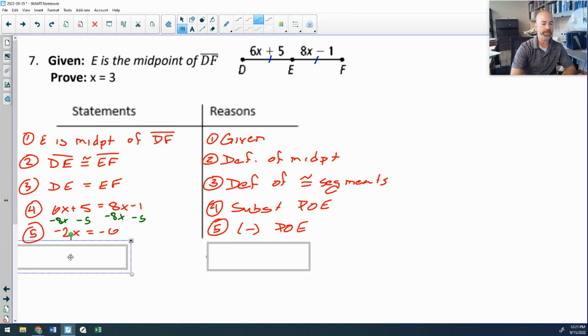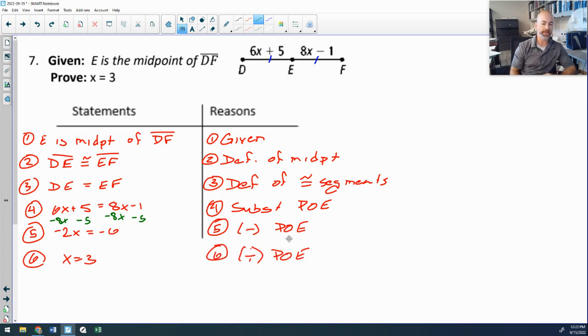Then my final step is to divide by the -2, which will give me an answer of x equals 3, which is what I wanted. Therefore, that is our final step, the division property of equality for number 7.